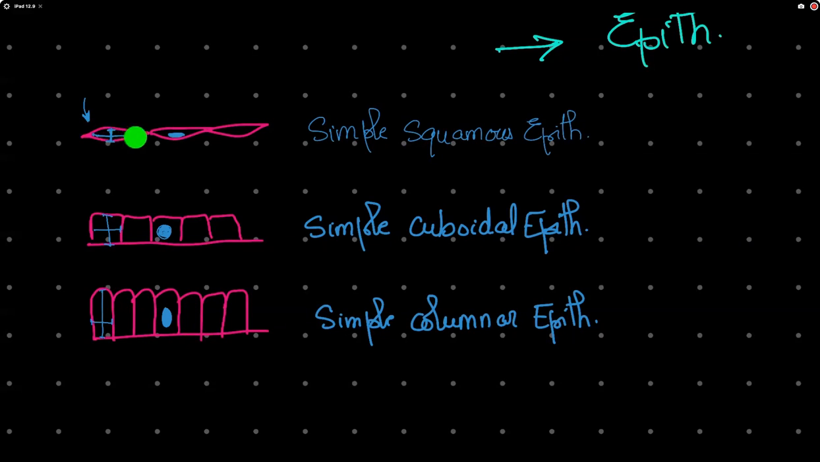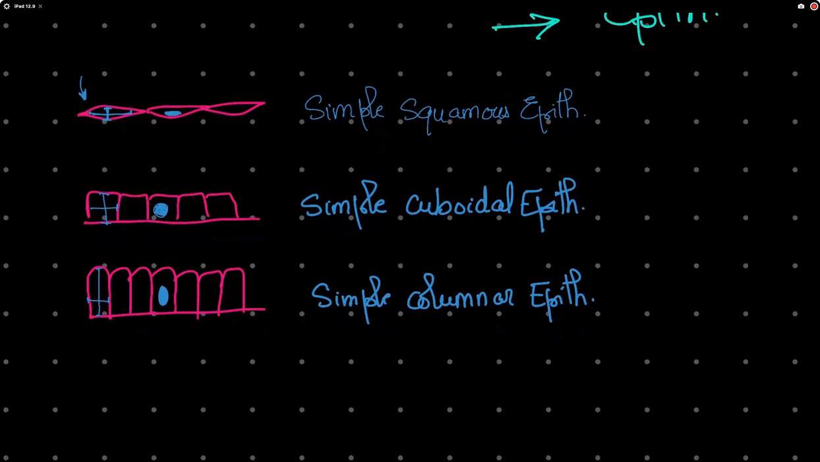If the width of the cell is greater than the height of the cell, it's a squamous cell. If the height of the cell is equal to the width of the cell, it's going to be a cuboidal cell. If the height of the cell is greater than the width of the cell, so this is going to be a tall cell, it's going to be a columnar epithelium. All right, everybody? Easy so far.